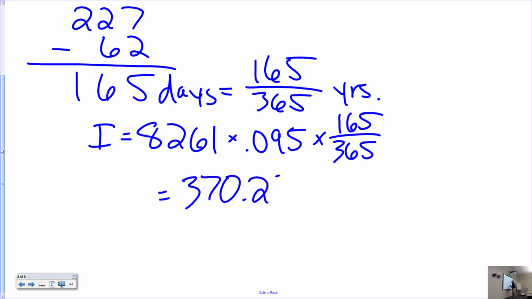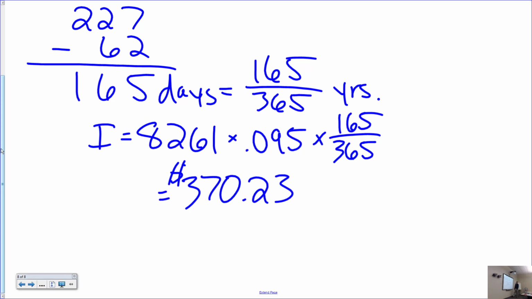$370.23 in interest. All right. Not bad. Little review of Chapter 10 along with Chapter 12. Never a bad thing.